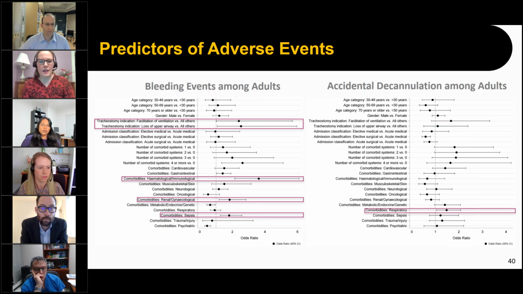We also looked at adjusted predictors of the most common adverse events. So for trach-related bleeding, we found that trach indication and number of comorbidities, as well as some specific comorbidities, hematologic, renal, and sepsis, were associated with higher odds of bleeding events. And accidental decannulation was associated with only respiratory comorbidities. These findings and the lack of significant predictors for accidental decannulation underscore its importance as an unpredictable, difficult to prevent, and potentially catastrophic event.